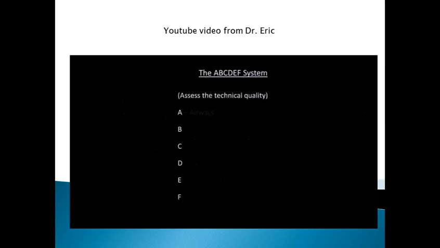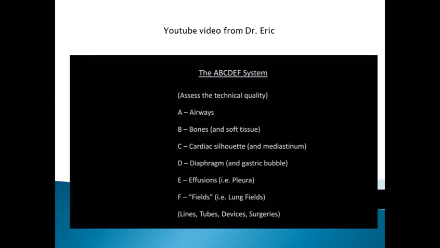D for diaphragm, which also includes assessment of the gastric air bubble, usually located under the left hemidiaphragm, E for effusions, in other words, assessment of the pleura, which actually includes findings beyond just pleural effusions, and F for fields, that is, the lung fields. Lastly, although it's not explicitly part of the mnemonic, is an assessment of lines, tubes, devices, and prior surgeries, such as sternotomies and valve replacements.